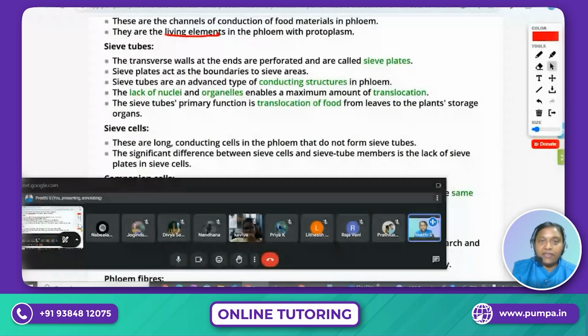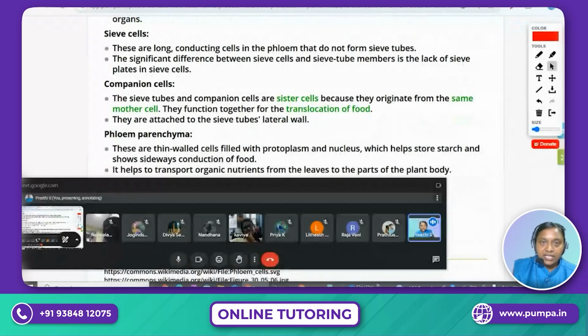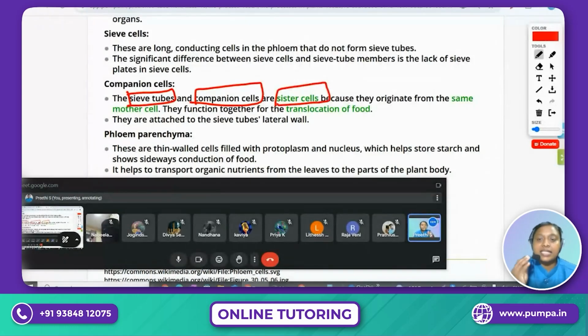Sieve tubes are well perforated, so they are efficient in transporting materials. Another one is sieve cells, which are also a living component. And one more important one is the companion cells. Remember, children, sieve tubes and companion cells together are called sister cells.